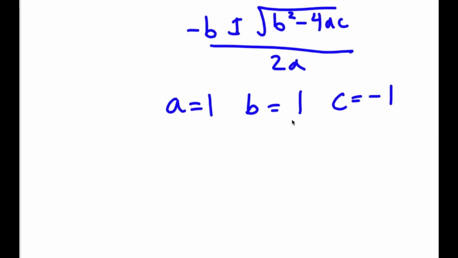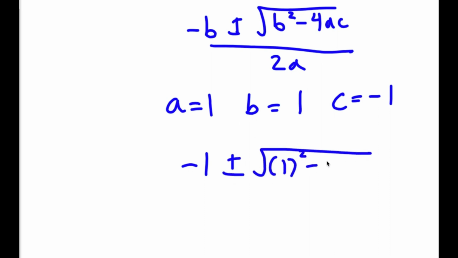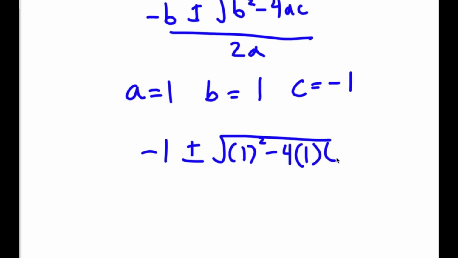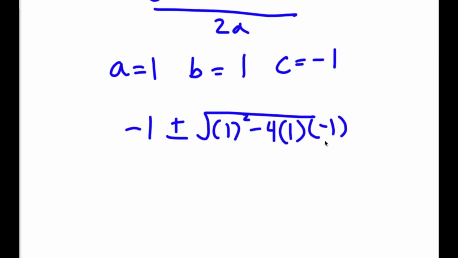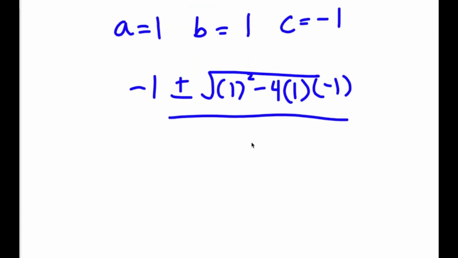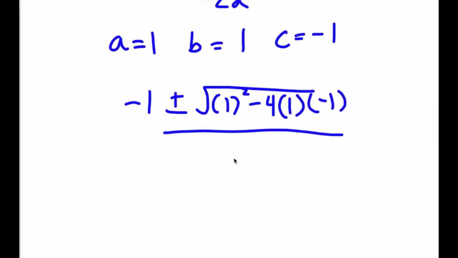So now if I plug these values into our quadratic equation, I get negative 1, because negative b, plus or minus the square root of b squared. So 1 squared minus 4 times a, which is 1, times c, which is negative 1. And we are dividing this by 2 times a, which is 1.